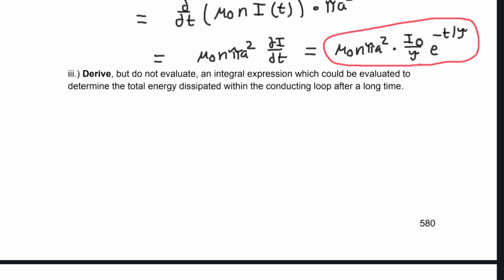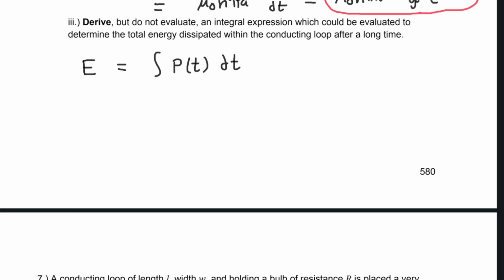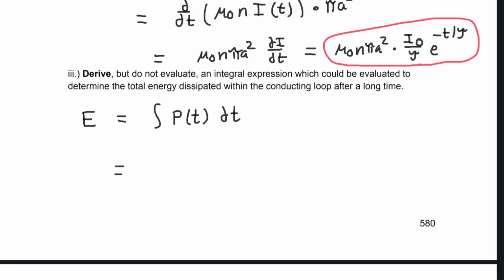Derive, but do not evaluate. Thank God we don't have to evaluate it. An integral expression which could be used to determine the total energy. We know that energy, for the third time, is just the rate at which energy is dissipated, which we call power. So I am just going to integrate. It says after a long time, so this would be after many, many taus. We just assume that's infinite. And we're going to square this entire nasty expression.